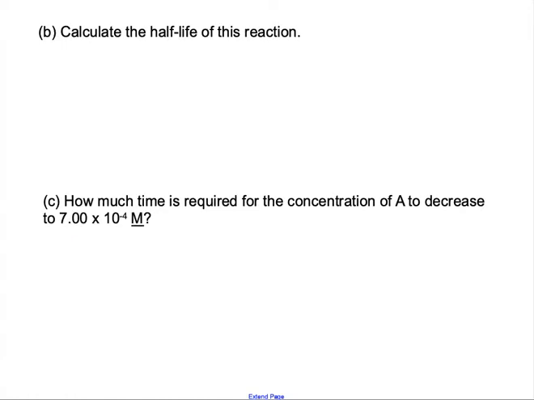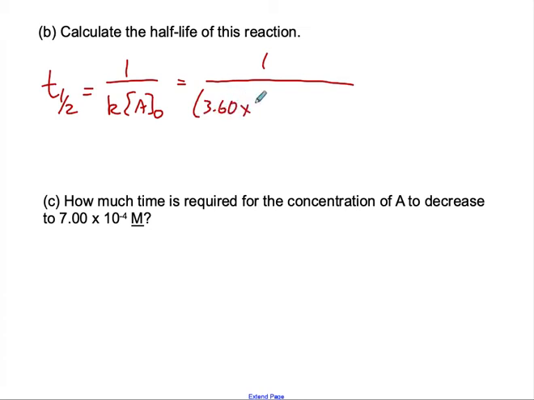Calculate the half-life for this reaction. All right, I'll go back and use the equation we just deduced for the half-life of the second order reaction, which is the half-life is 1 over the rate constant times the initial concentration. So that's 1 over 3.60 times 10 to the negative second liters per mole second times the initial concentration of 2.80 times 10 to the negative third moles per liter.